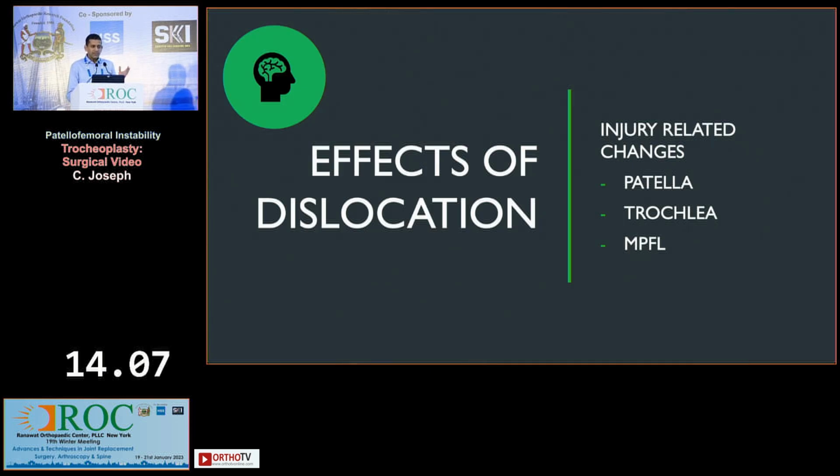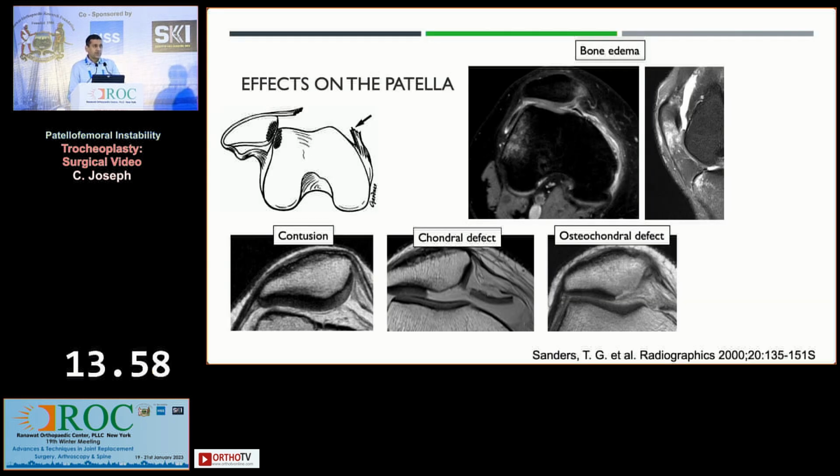So when we think about the effects of a dislocation event, we think about the injury-related changes that would happen to the patella, the trochlea, and the patellofemoral ligaments. So if we think of the classic lateral patellofemoral dislocation event, you would have the patella slipping out of the trochlear groove laterally. You'll have an impaction injury on the medial aspect of the patella as well as the lateral aspect of the trochlea. And this would manifest most commonly on MRI as bone marrow edema in both these locations.